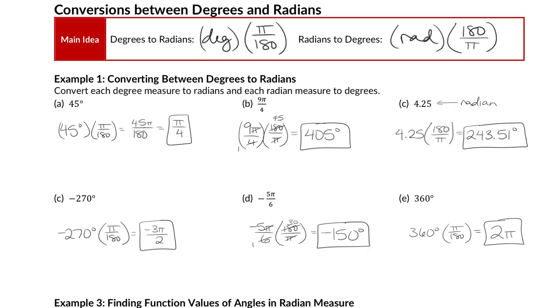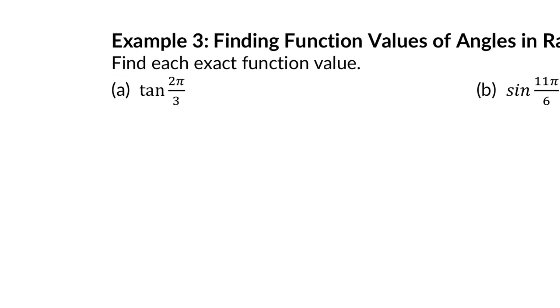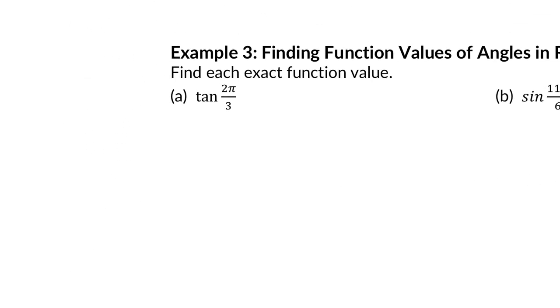So the reason we're doing this is because now our trig can be done in both degrees and radians. So I could maybe ask you to find the tangent of 2 pi over 3. And eventually we're going to have other skills to do this. But let's first just convert it to degrees, since that's what we know about, so that we can see that these values would be the same.